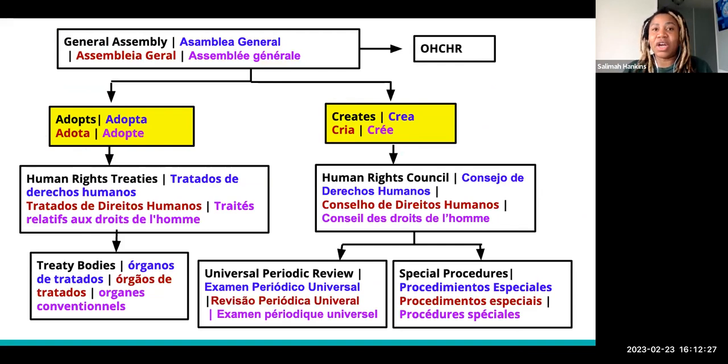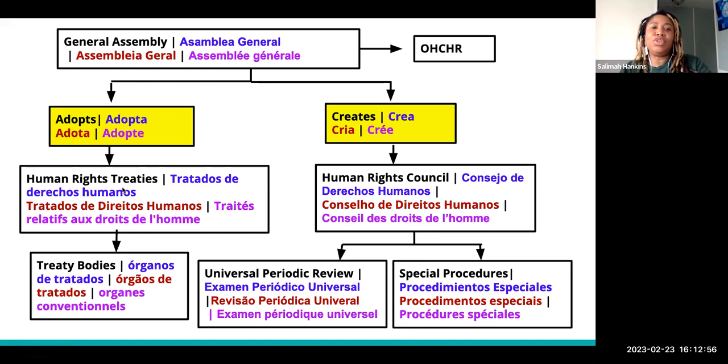So I wanted to start with the human rights bodies that are relevant to the work that we're doing. We have the General Assembly at the top, and then you see the arrow. I'm going to start with the left first. In the yellow, it says adopts human rights treaties.